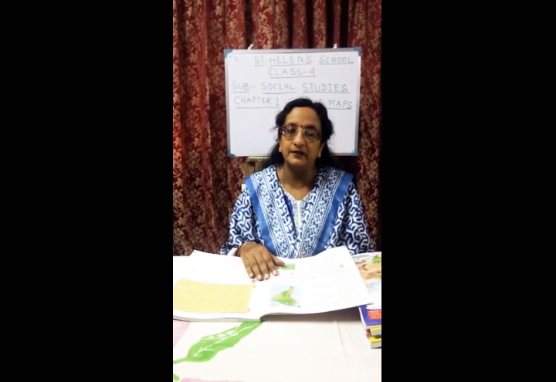One is blue, next is green, third is yellow, fourth is brown, and the last one is going to be white. I think everybody can understand about the colors in a map. Now we are coming to the next point, that is symbols.